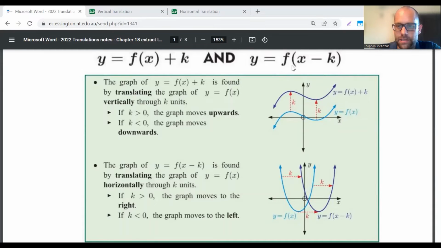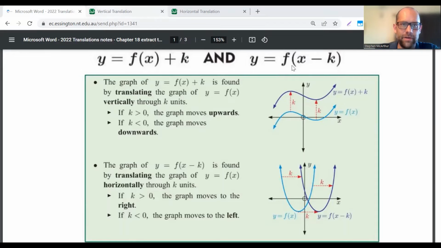So in this situation, we've got the light blue line there. That's our original. They've added a value of k. It goes up. If we added a negative value, or really you should think about taking away a value, you'd end up with a line down here. That would be y equals f of x minus k. So let me show you an example.